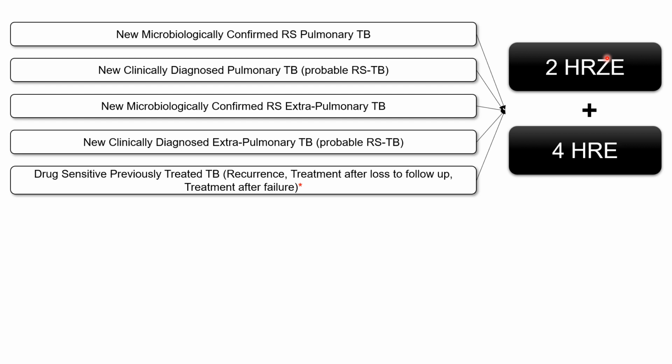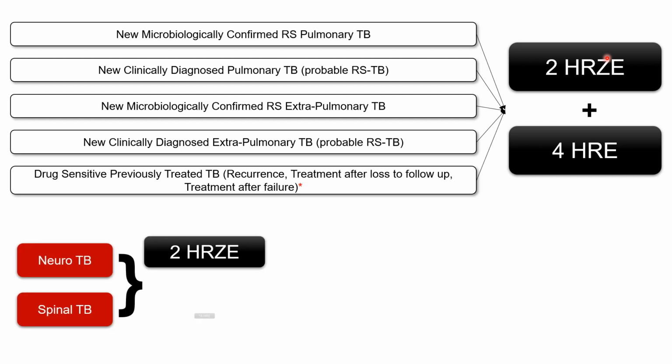This is the standard for all, except two special scenarios that we have to remember: neurological TB and spinal TB. In those cases, it is not 2 HRZE plus 4 HRE, it is 2 HRZE plus 10 HRE. That means here the total treatment duration was 6 months, here the total duration is 12 months. The duration of the intensive phase remains the same, but the continuation phase changes from 4 months to 10 months in the two special scenarios, neurological TB and spinal TB.